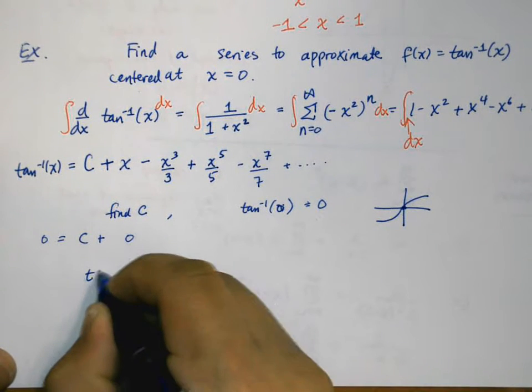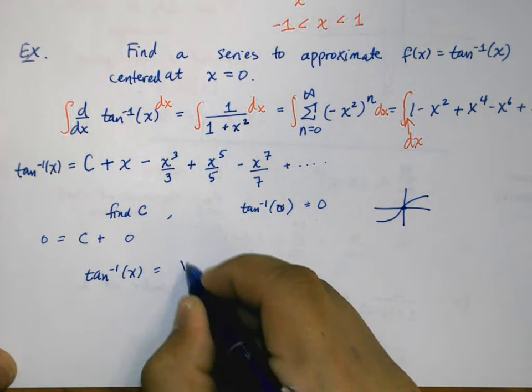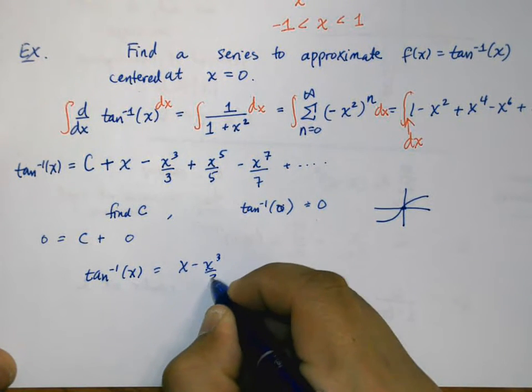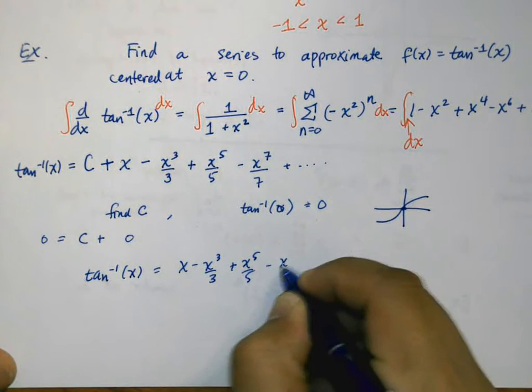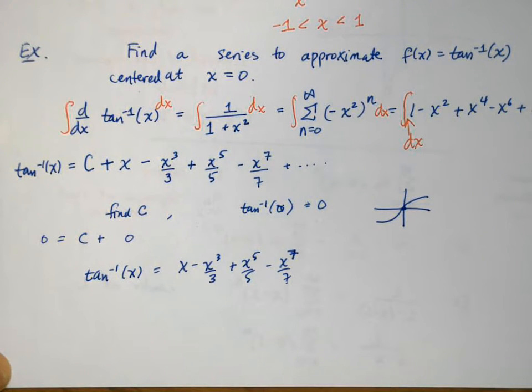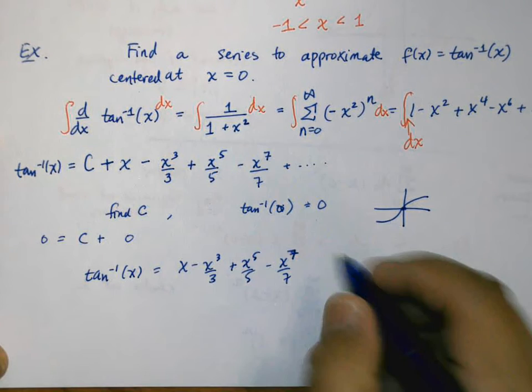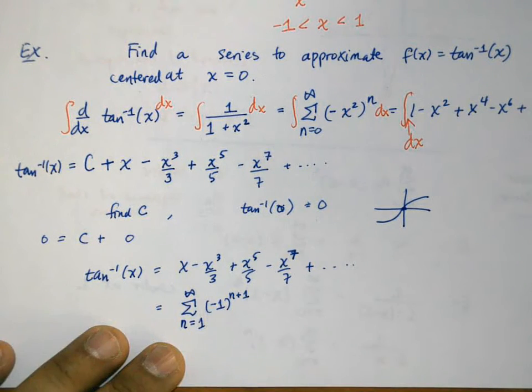So we can say that the tan inverse is in fact equal to this expression, x minus x cubed over 3 plus x to the 5th over 5 minus x to the 7th over 7. And we have to be very careful here, again, regarding our interval of convergence. Where does this really converge?